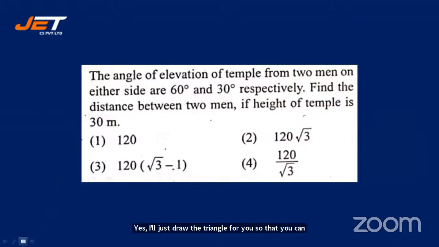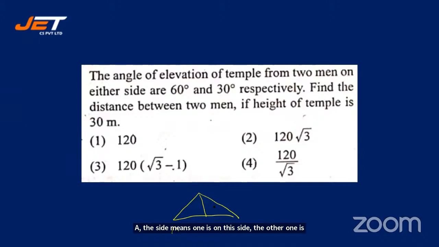All others, try to work out and give me the answers. All right. So, we have a triangle like this. Okay. So, the angle of elevation of temple from two men, either side, means one is on this side, the other one is on the other side.